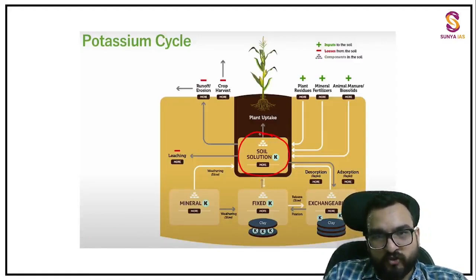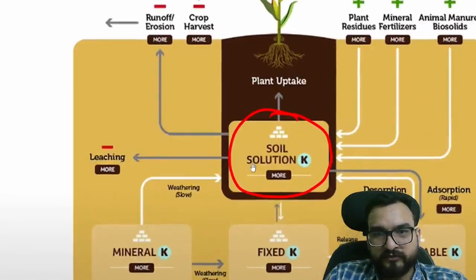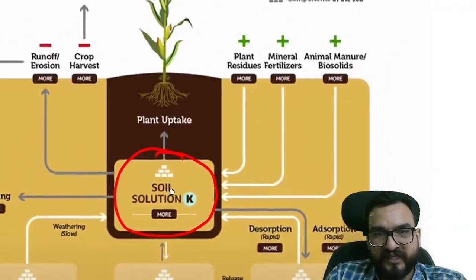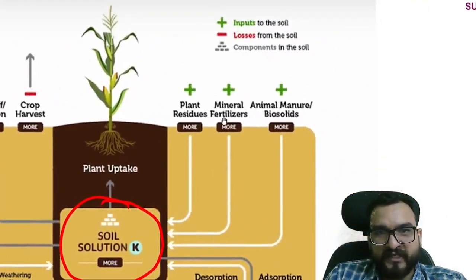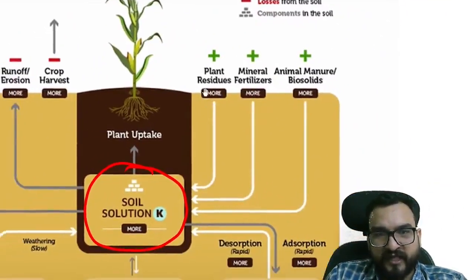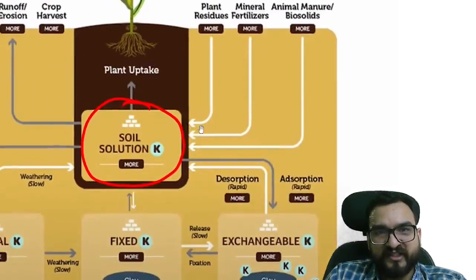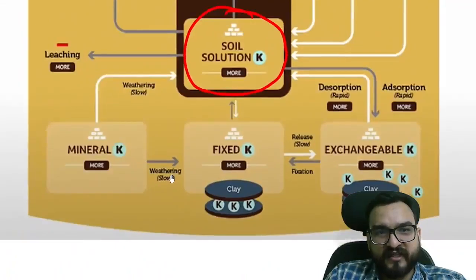K positive is present in the soil solution. But first of all you understand how potassium is coming. Potassium can come from plant residues, minerals. Plant residues, how? Mineralization is the process. Mineral fertilizers, they can come from.